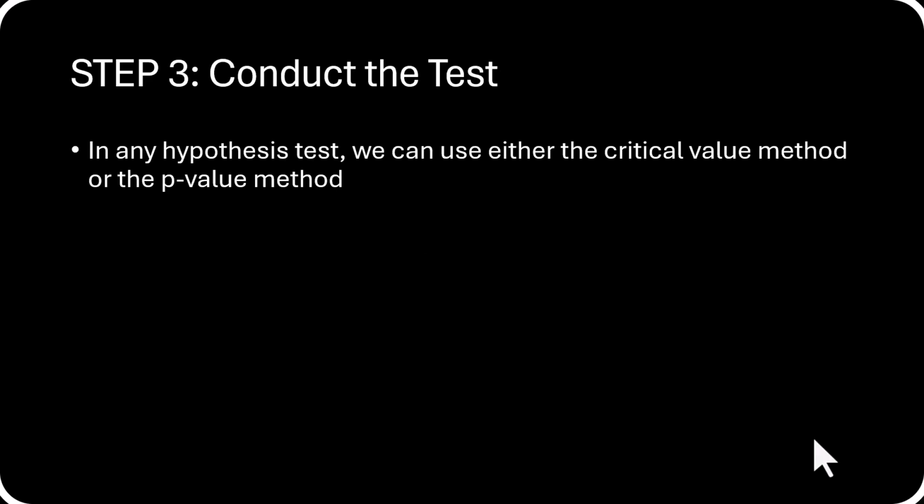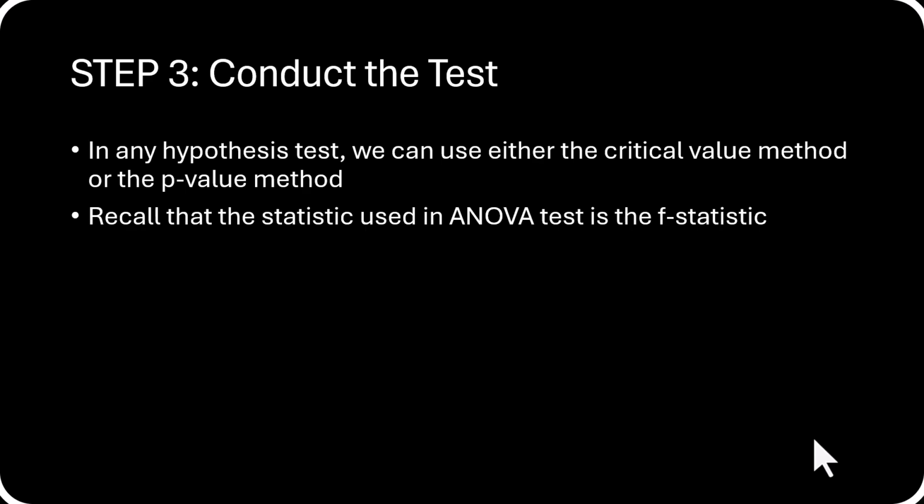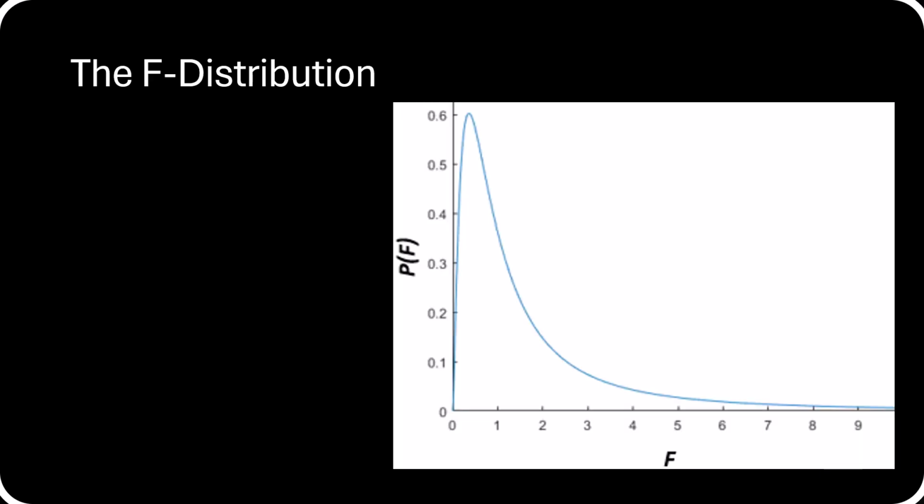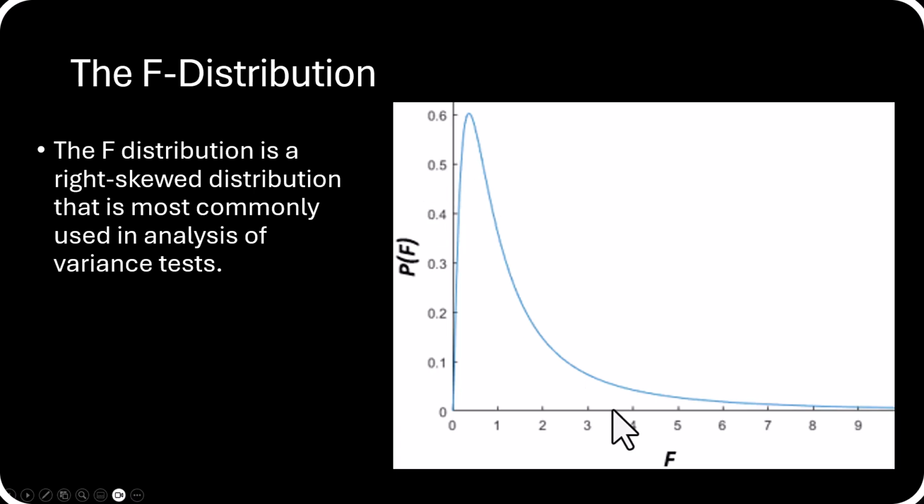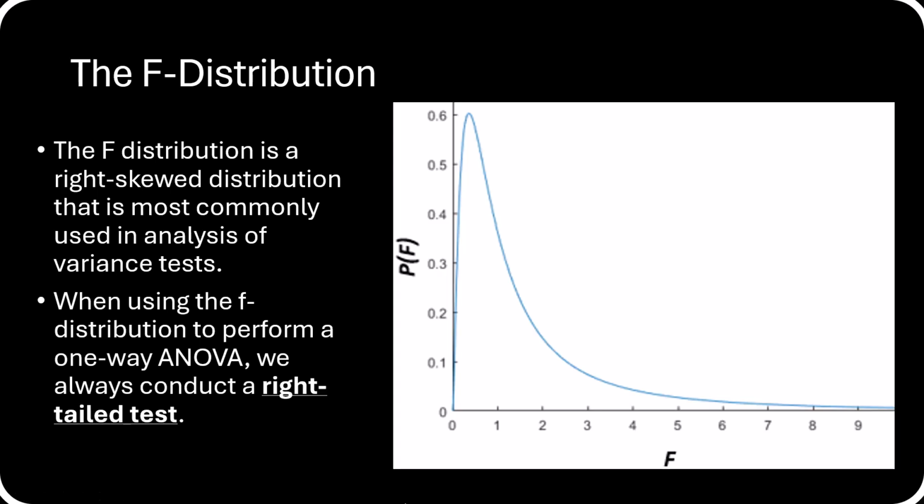In any hypothesis test, we can use either the critical value method or the p-value method. Recall that the statistic used in an ANOVA test is the F statistic, so let's review that really quickly before we go on to actually conducting our test. The F distribution looks like this. Unlike the T distribution or the normal distribution, it is skewed. It is not symmetrical. Specifically, it's right skewed because it has a long right tail. And again, this is the most commonly used distribution in ANOVA, or analysis of variance. Remember, when we're doing ANOVA, we exclusively conduct right tail tests, meaning the critical value will be on the right-hand side of this curve.